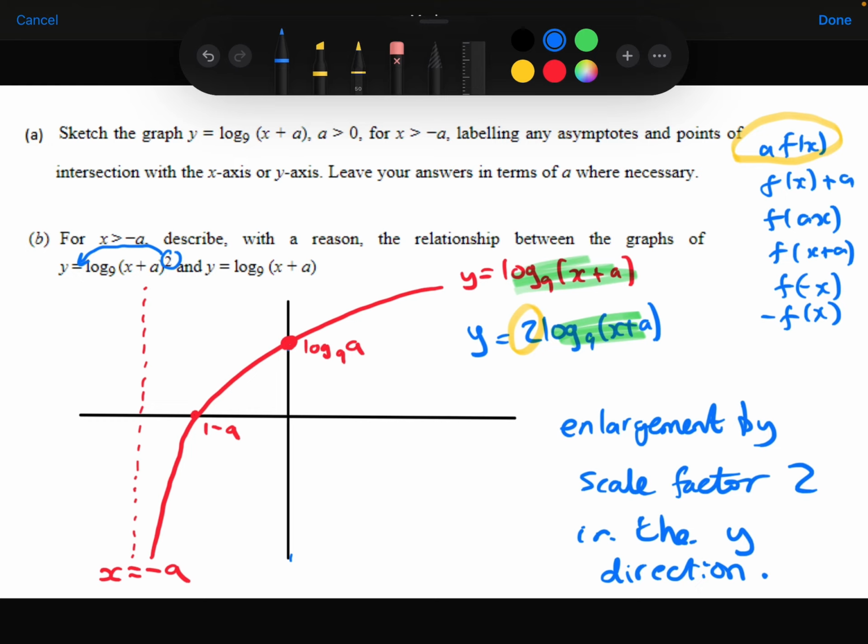We don't need to draw this, it just says describe the relationship between the graphs. So it's an enlargement by scale factor 2 in the y direction.